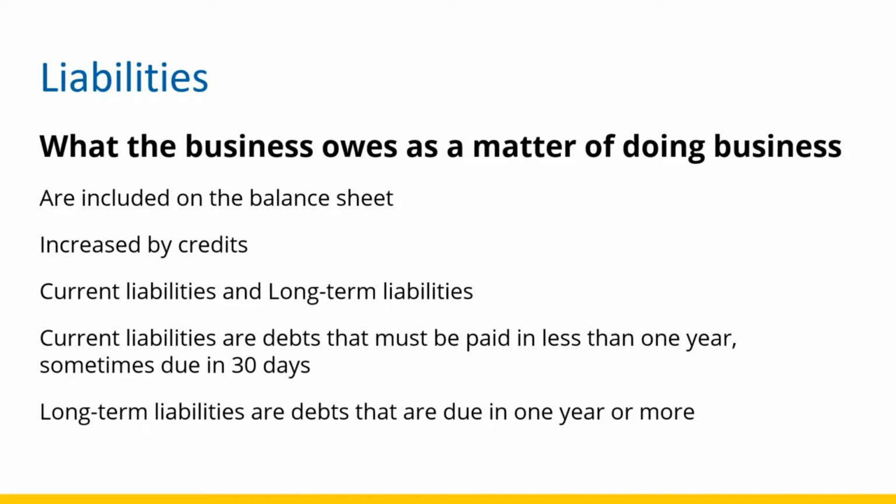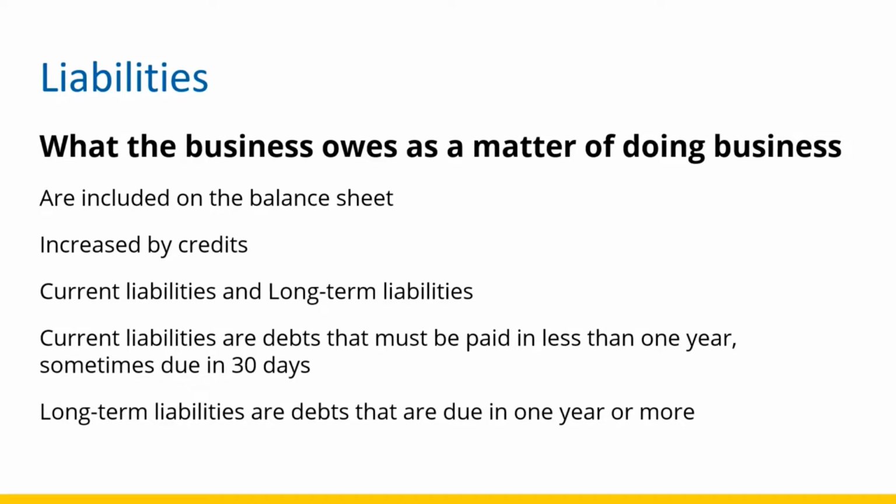Liabilities are what the business owes as a matter of doing business, and my liabilities are on the balance sheet. I increase my liabilities by crediting the liabilities. So as I'm recording my journal entries, if I am recording something like accounts payable, I'm going to credit accounts payable to increase it. I have both current liabilities and long-term liabilities. This is similar to what I refer to in my assets section of my balance sheet.